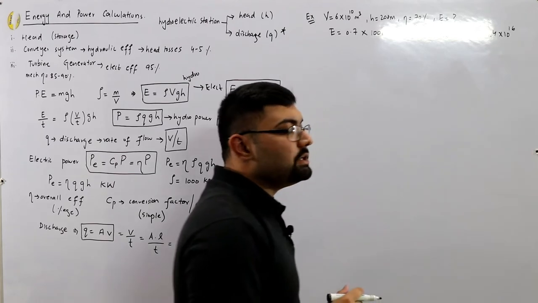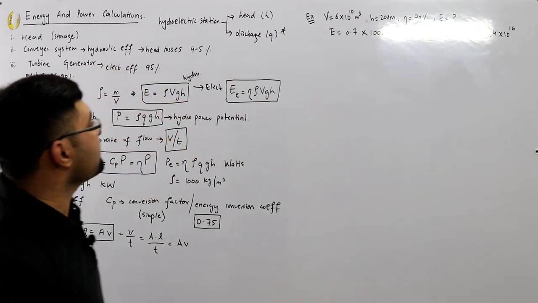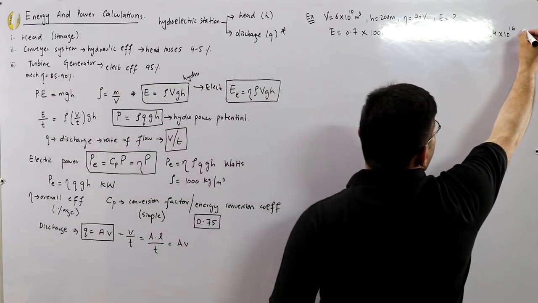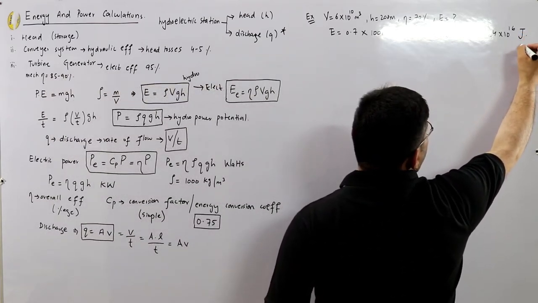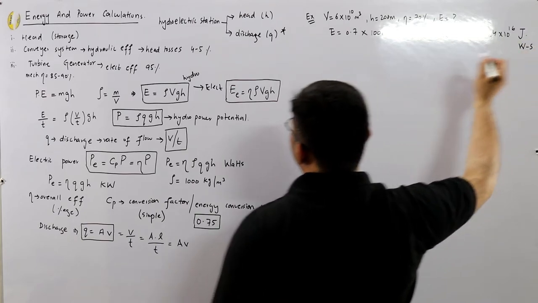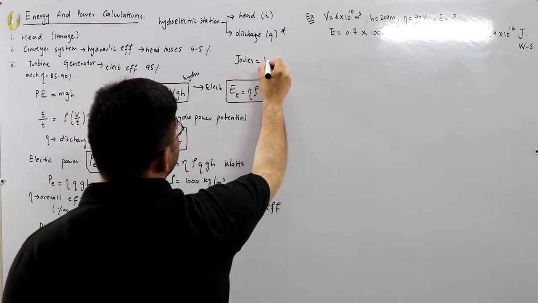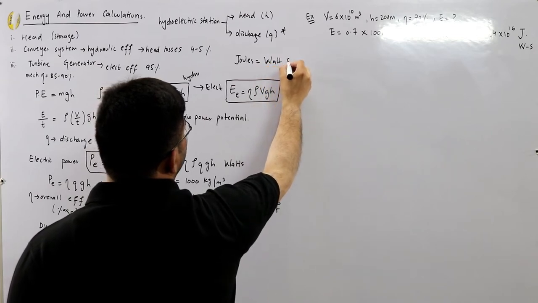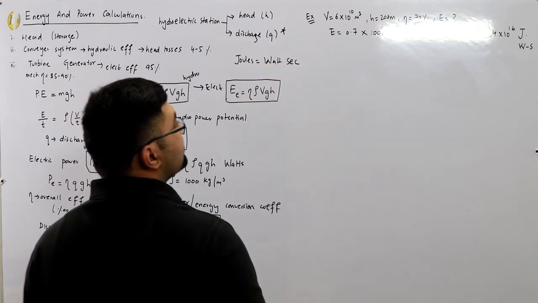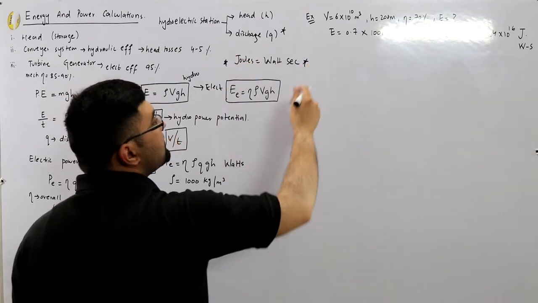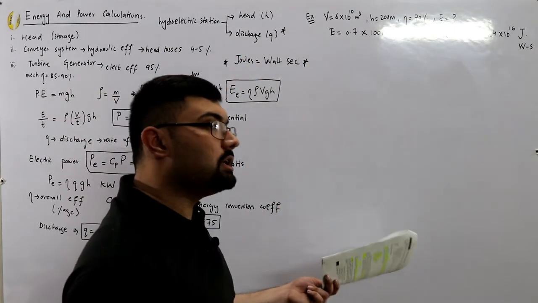Have a look. When you do the calculations directly, the units of energy are joules, or the units of energy are watt second. Joules is equal to watt second. This is something you need to know. Now the thing is, I need the energy units not in watt seconds, I need it in kilowatt hours.